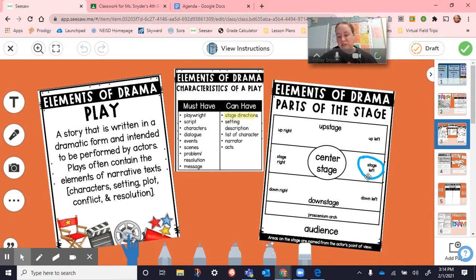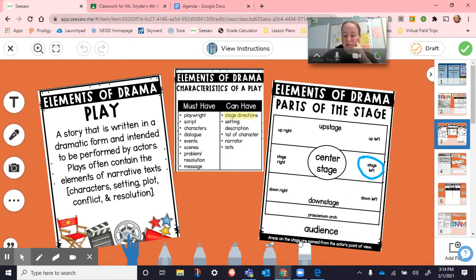So when you see stage left, it's from the actor's point of view. So if the actor is standing and they're facing me, we're going to be reversed. So stage left to them is to their left, but if we're looking at the stage, it's on the right hand side. So it's kind of a little switched.